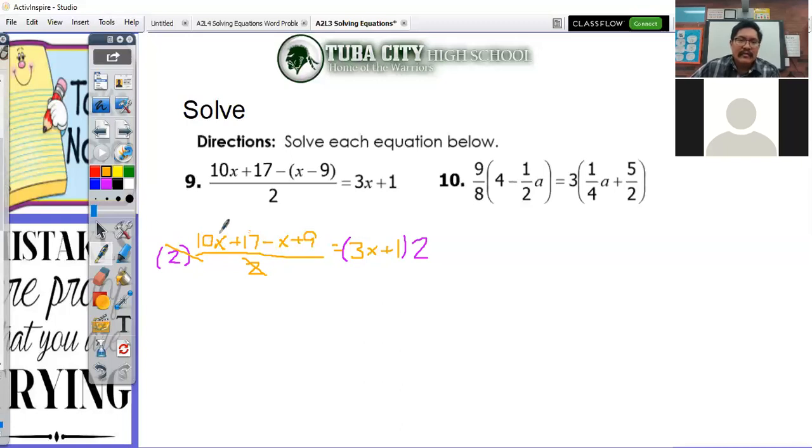At the same time, I'm also going to work on my top number. So 10 minus x is 9x. And I'm going to add my regular numbers together, 17 and 9. So that's going to be 24. No, 26. Let me double check. Yeah, 26. Equals, and then I'm going to have to distribute this, 6x plus 2.